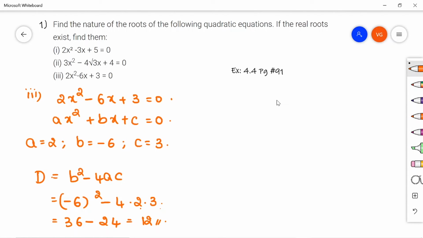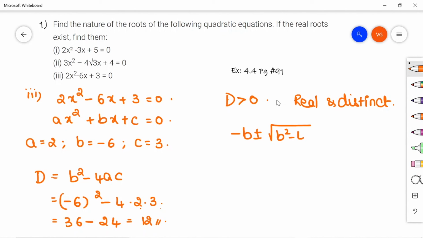Now the value of D is greater than 0. If the value of D is greater than 0, then we say the two roots are real and distinct roots. Real and distinct roots. So let us find out the roots of this quadratic equation. Minus b plus or minus square root of b square minus 4ac divided by 2a.